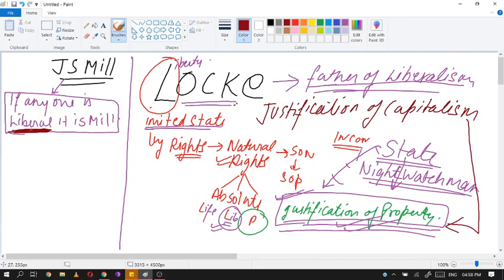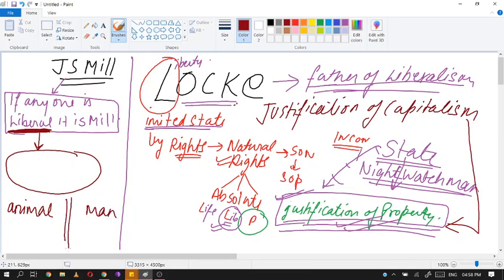Liberty, article 21 हमारा. Understand, when J.S. Mill talks about liberty, he talks about one of the most important points that in fact differentiates animal and man. Animal can make only sounds. Only human can have speeches. Freedom of speech and expression.